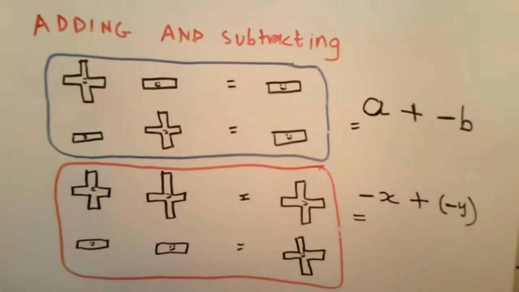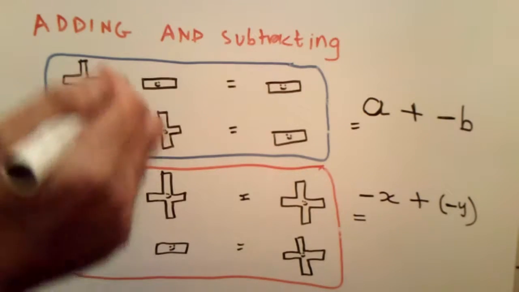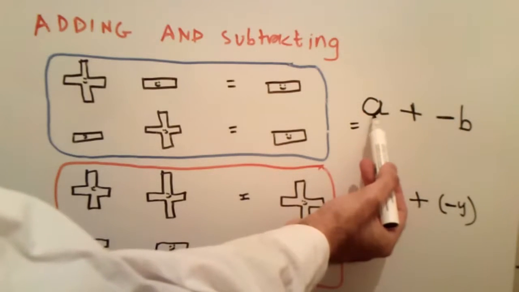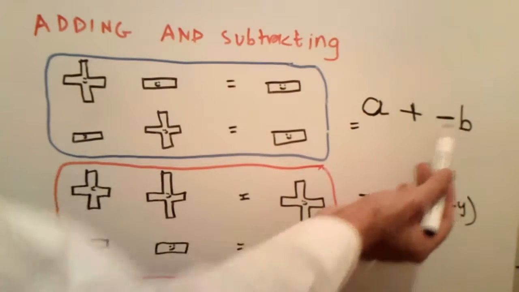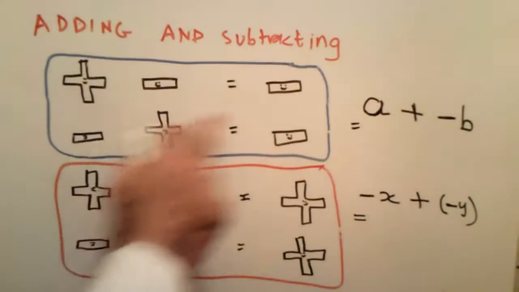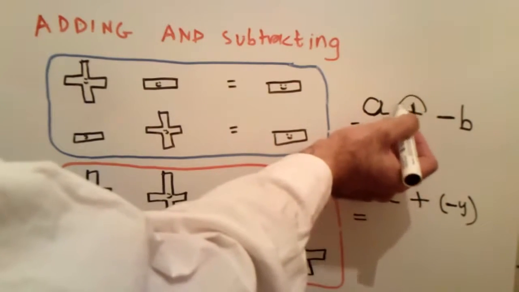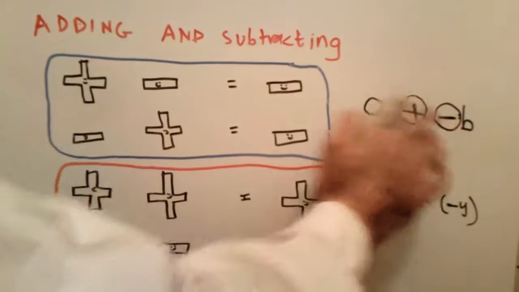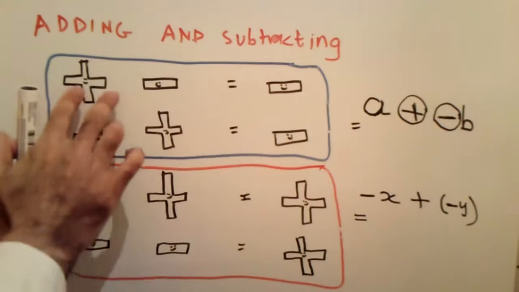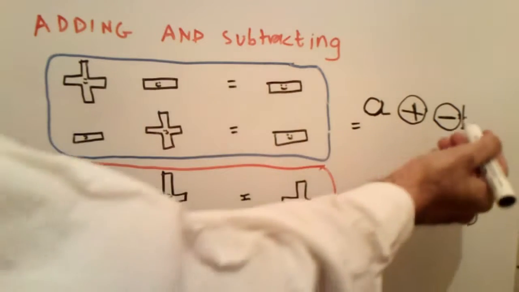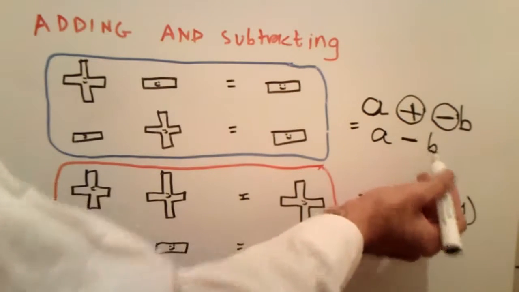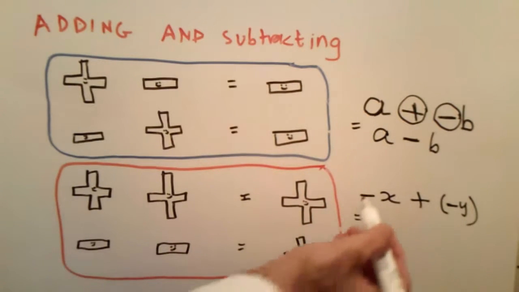Okay, here's a different example. This time we're not using numbers, but we're using letters. How would we rewrite A plus negative B? Simple. We've got a positive and a negative touching each other, so it becomes a negative. So we just write A, take away B. That's it.